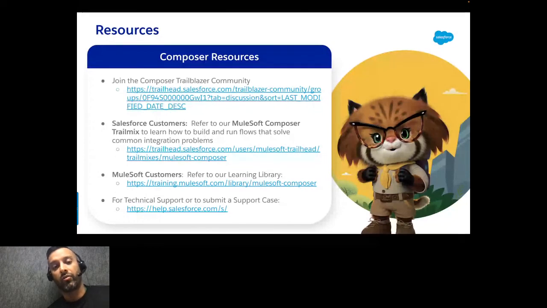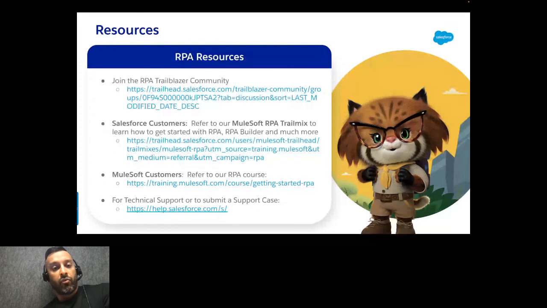So look into the Composer Trailblazer community. We are providing trail mixes for Composer. We have a library for Composer as well as the help center. So take a look at these resources. Same for RPA: Trailblazer community, trail mix is available, courses are available.